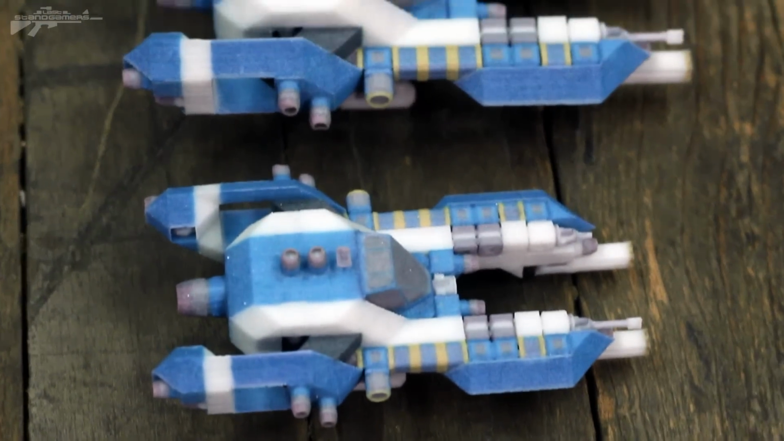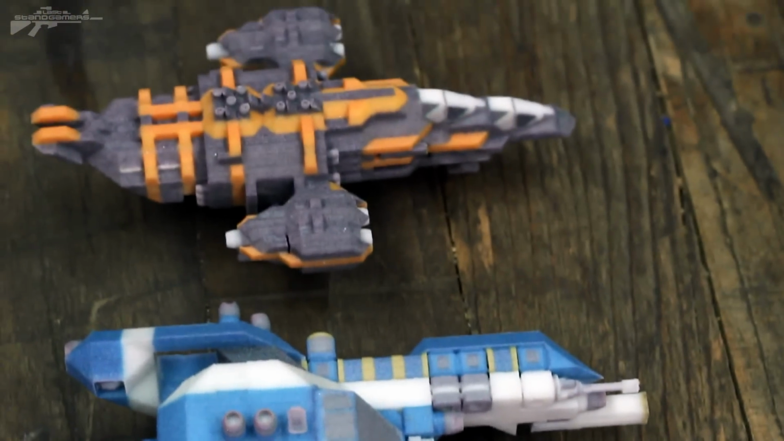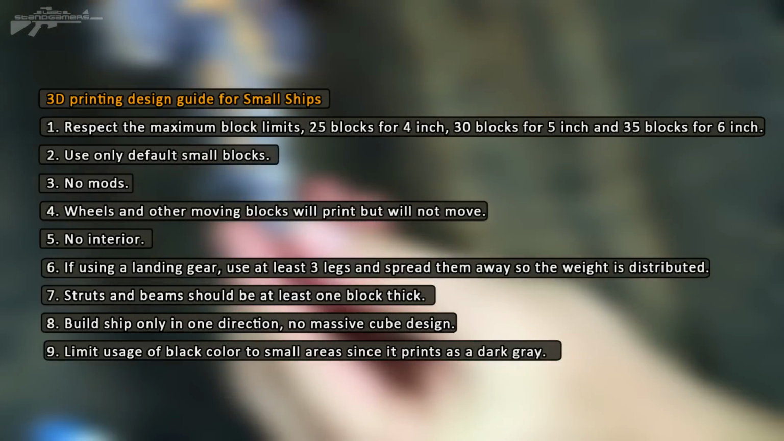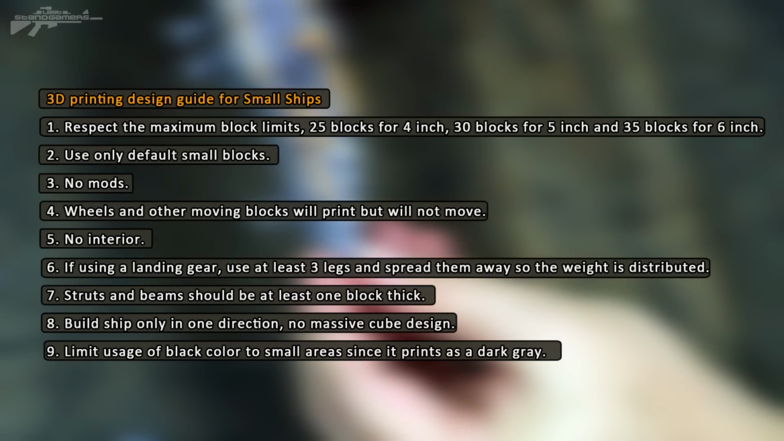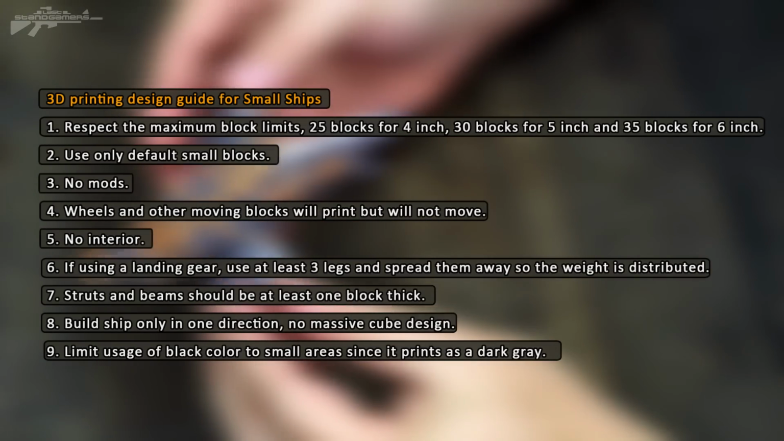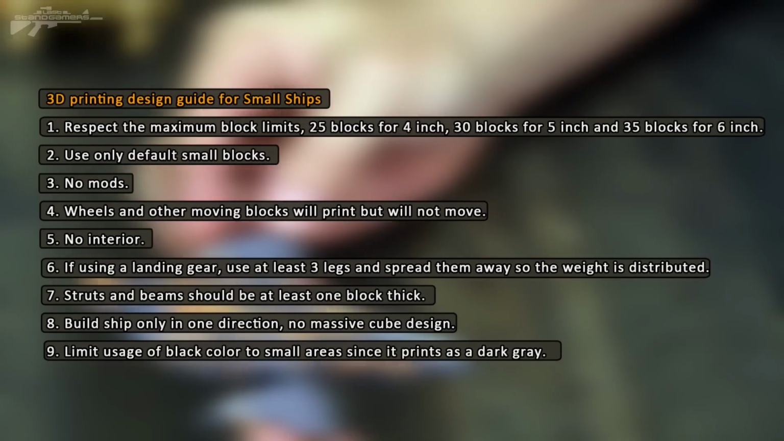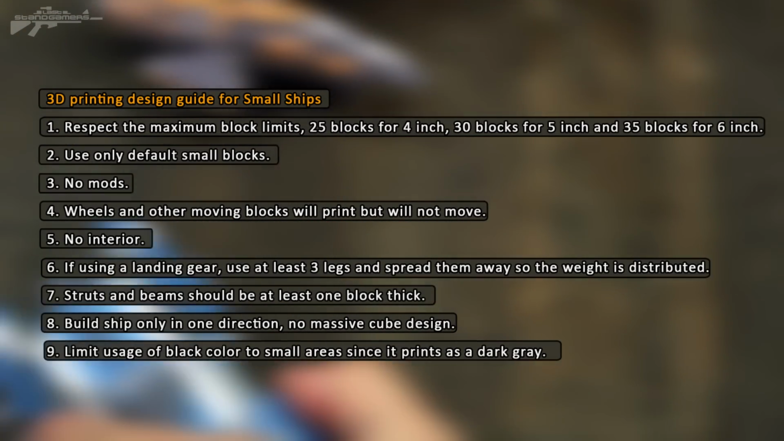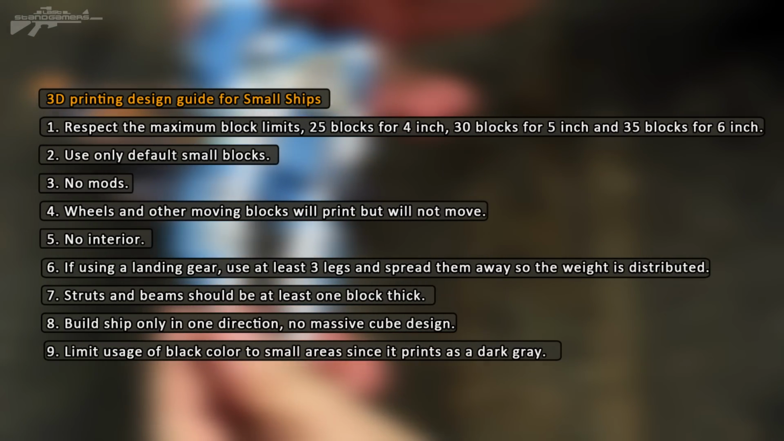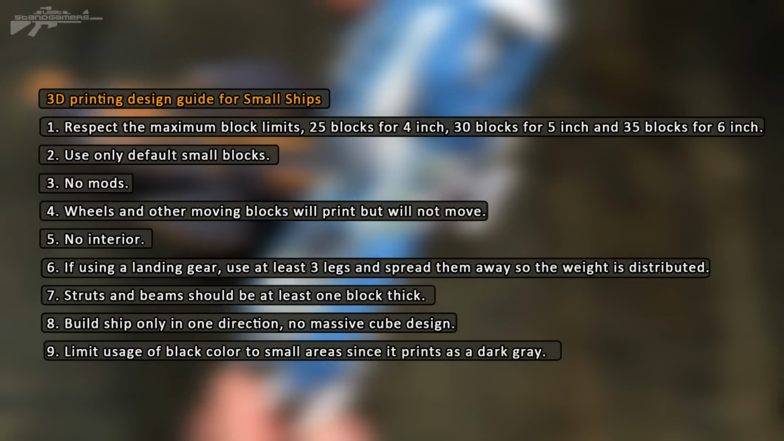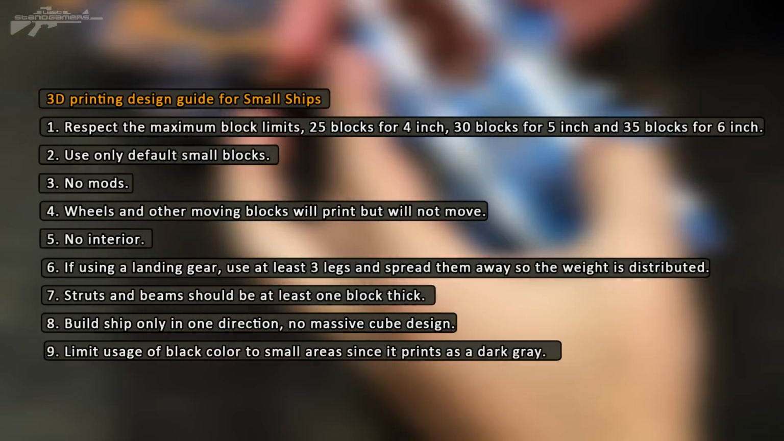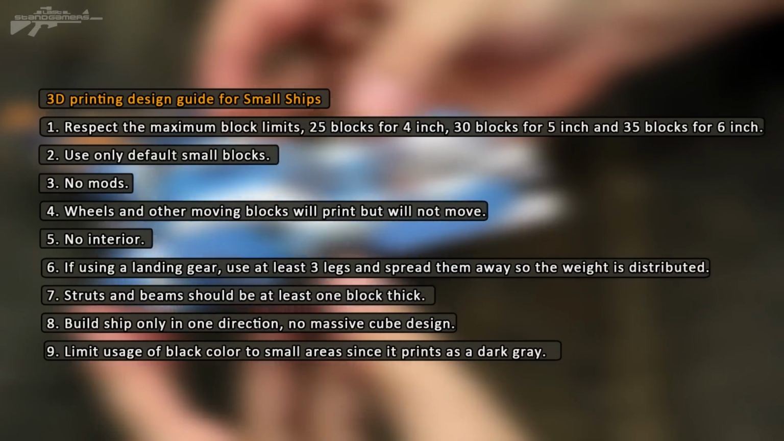So before printing my ship, I asked SpaceEngineersPrints.com for some tips and tricks, and this is what they came up with: 9 easy to follow tactics, or tips you could say. Now first off, respect the maximum block limits. Do not use black colour. Use only small blocks. No mods. Wheels and other moving blocks are acceptable, but they won't be moving in the final model. No interiors, apart from maybe little engine base cells and things that can easily be cleared out. Legs and landing gears need to be a sturdy sort of structure, like 3 or 4 landing gears, so it can stand steady on the table.